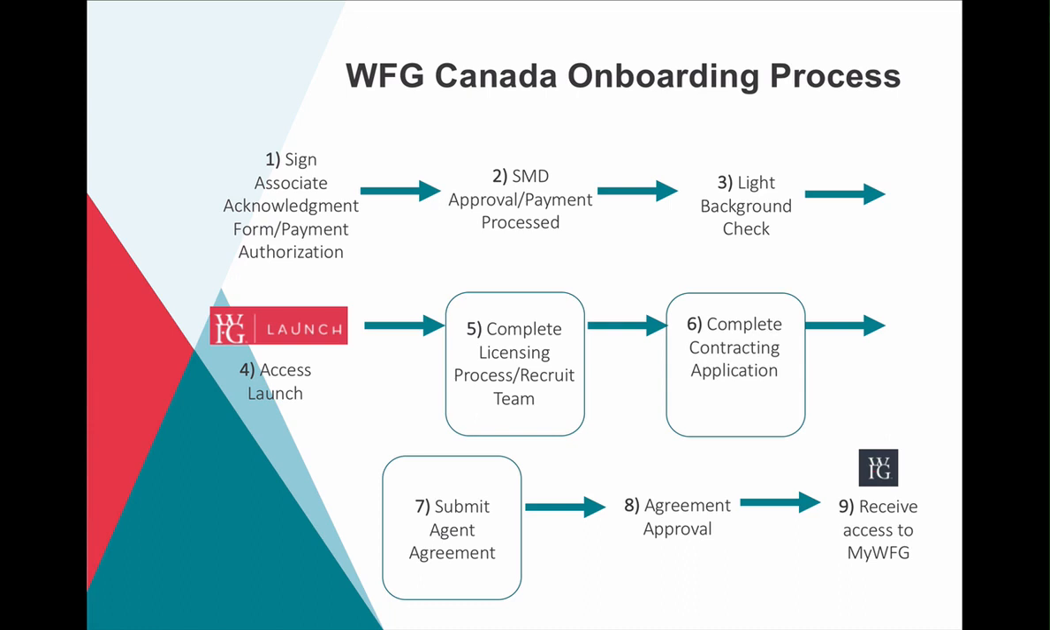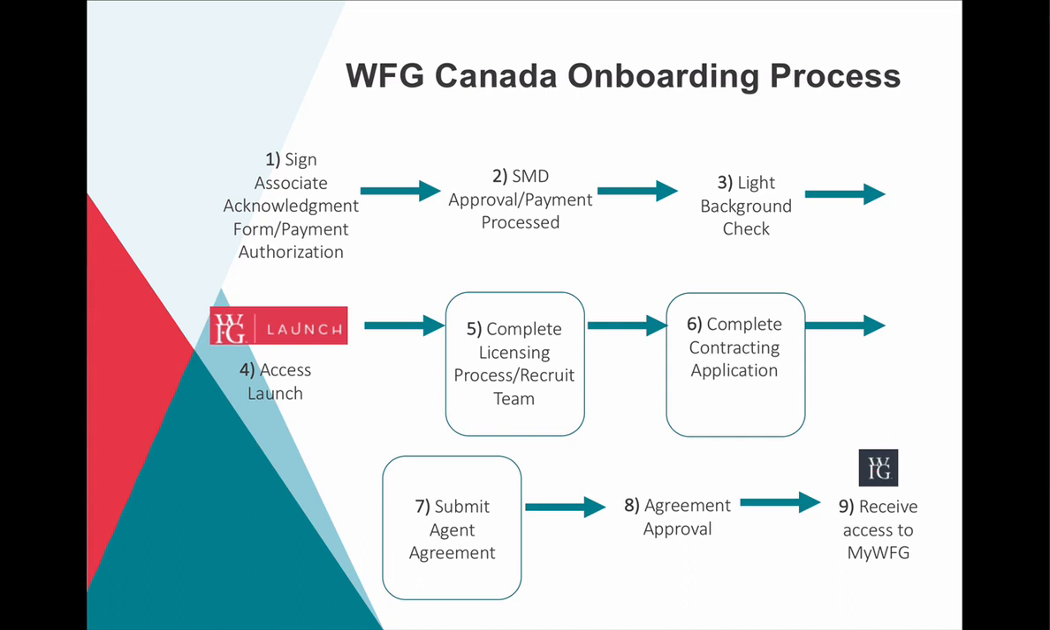Before we look at the Launch site, let's review the WFG onboarding process. You've already completed steps 1 through 4 of the process, which included signing the associate acknowledgement, clearing a light background check, and accessing the Launch site. The Launch site will now guide you through completing steps 5, 6, and 7, which include obtaining your ANS and/or Life license, building your team, completing your contracting application, and submitting your agent agreement. Submitting the agreement will be the last thing you do in Launch.